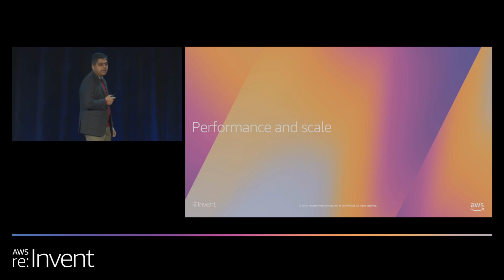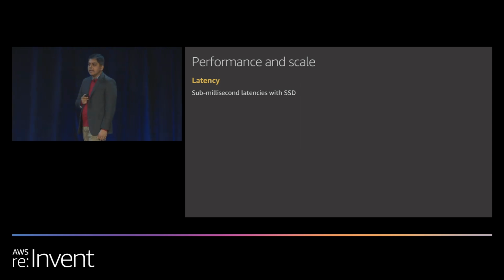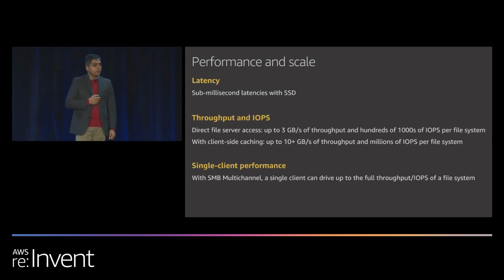Having talked about availability and durability, let's move to performance and scale now. As Ed mentioned already, we provide sub-millisecond per-operation latencies with our high-performance SSD storage. As we mentioned already, it's basically hundreds of microseconds, even the low hundreds of microseconds, for most operations. And in terms of throughput and IOPS, we support really high levels: up to 3 gigabytes per second of throughput and hundreds of thousands of IOPS on a per file system basis. We also support the use of DFS namespaces to scale out your performance across multiple file systems, as I'll talk about in a few slides.